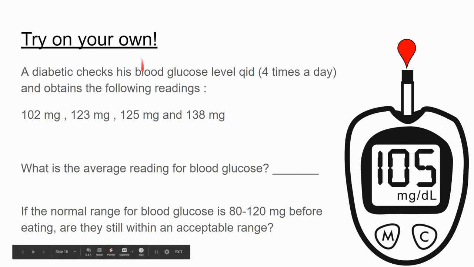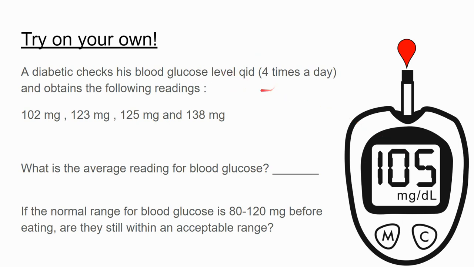Okay, so the diabetic goes and checks his blood glucose level, QID, back to our Latin, 4 times a day, and obtains the following readings. What's the average reading for the blood glucose? I added them up. I divided by 1, 2, 3, 4, and I got 122.